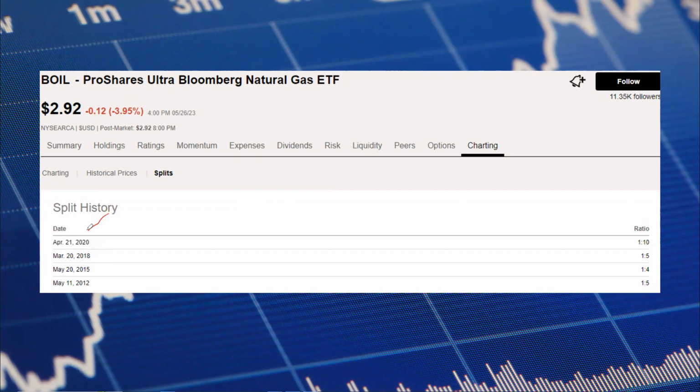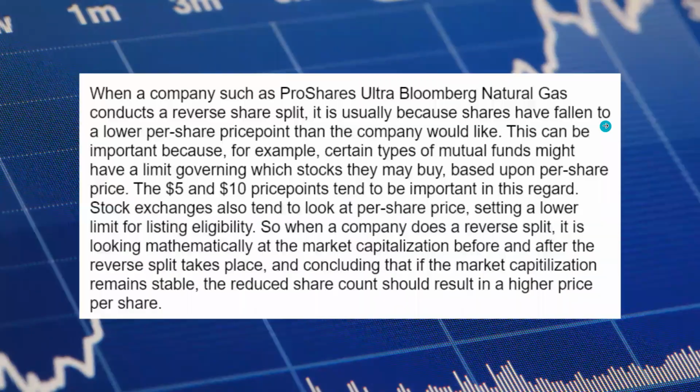Now, its most recent split was the largest one, a 1-to-10 reverse stock split. So that essentially means that if you have 10 shares of Boyle, okay, it ends up turning into 1 share of Boyle, right? And they do that for a certain reason. Okay. I'll actually explain that reason here very soon.